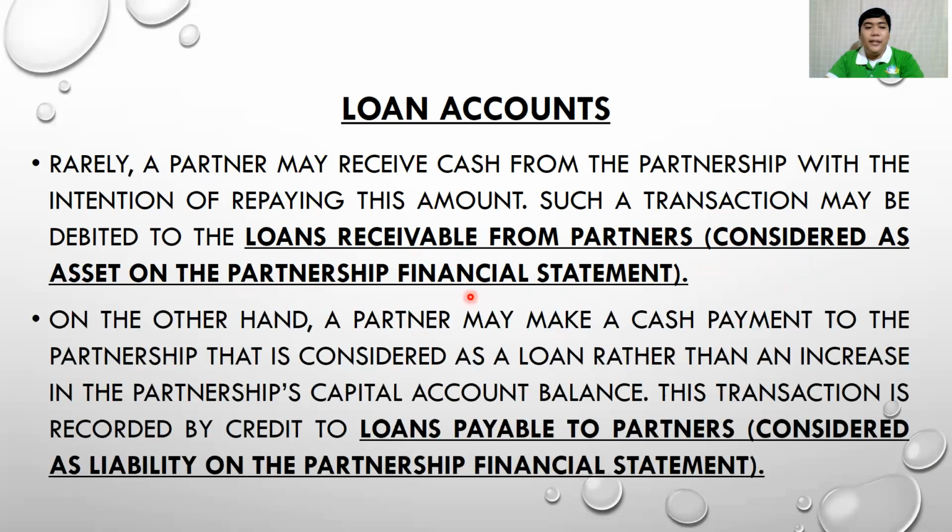On the other hand, a partner may make a cash payment to the partnership that is considered as a loan rather than an increase in the partnership capital. So if the partnership borrows money from any partner, it is considered as a loan payable to partner and considered as a liability on the partnership financial statement.